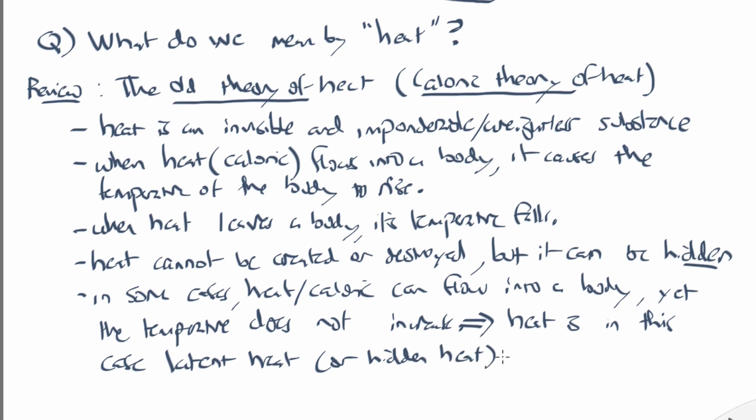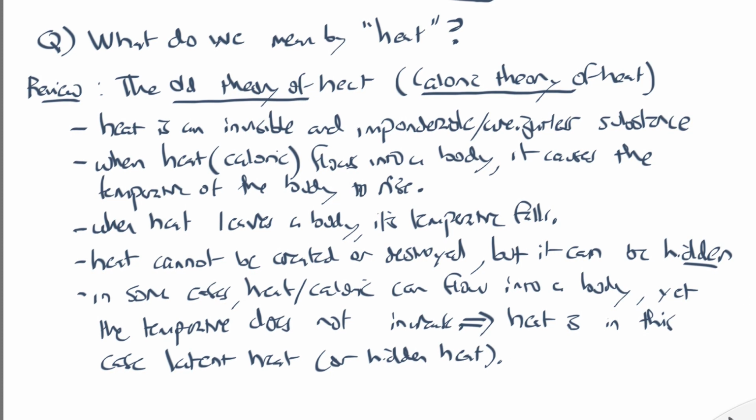Remember, we said that heat is manifested or shown typically when it flows into something and the temperature of that body rises. That would be manifest heat. But if heat flows into something and the temperature does not go up, then that heat must be latent or hidden. When does this happen? Well, it happens in the exact situation that I described above.